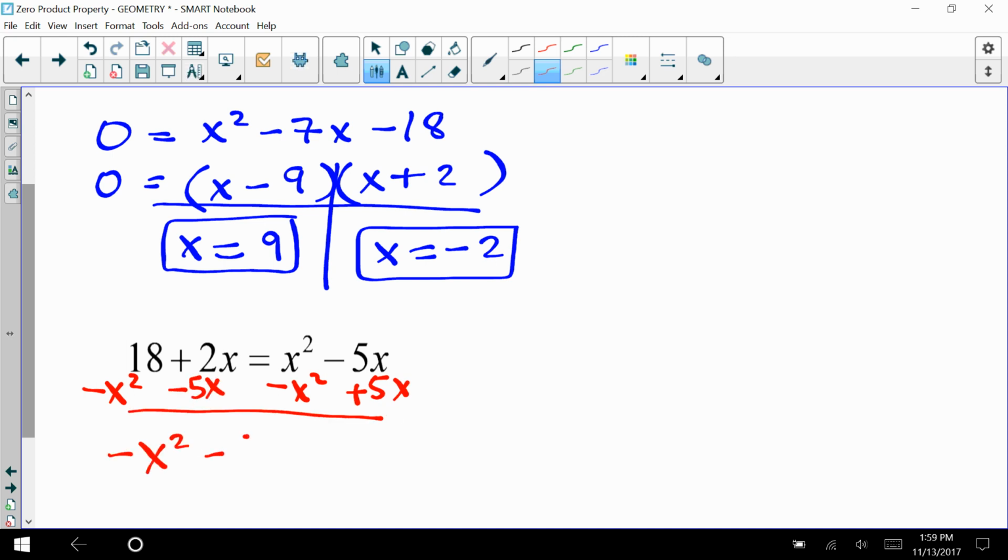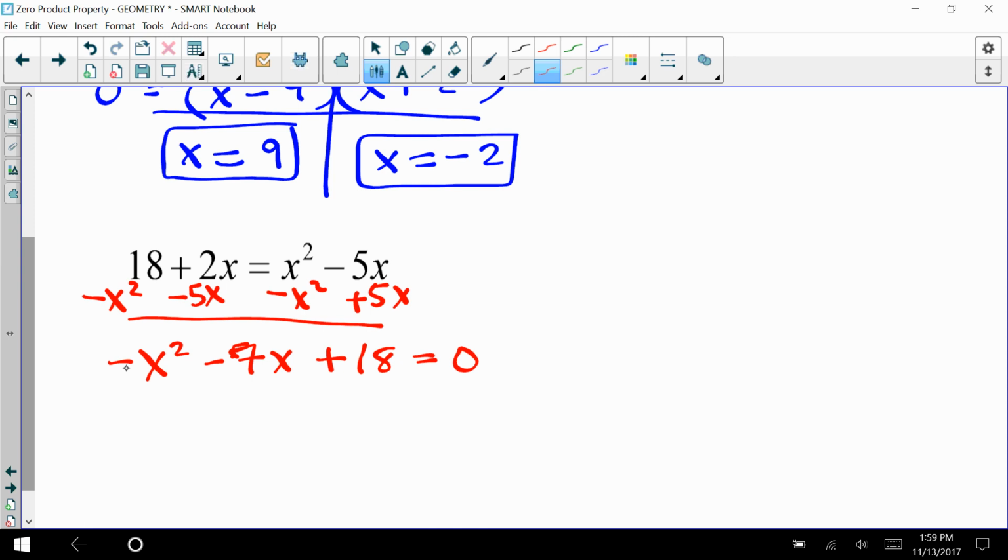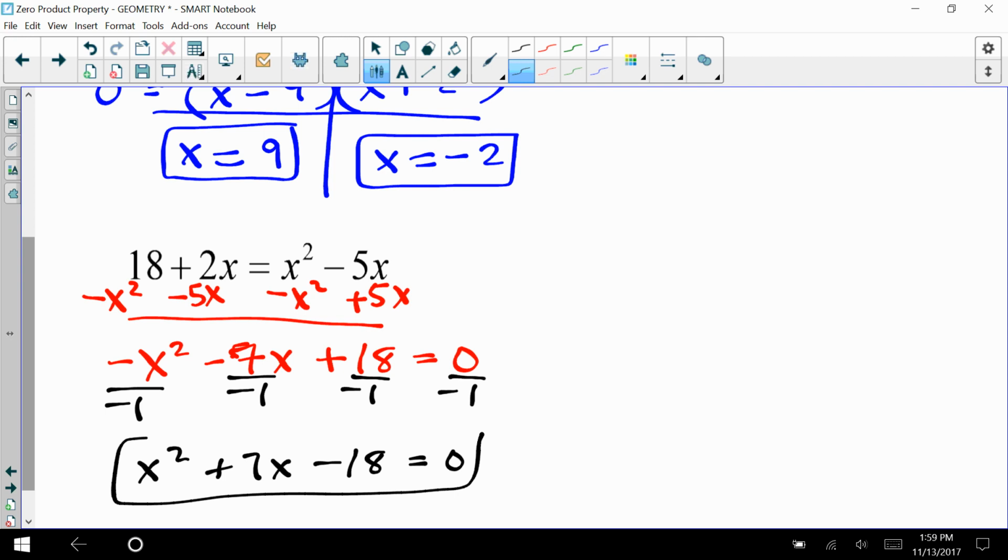Negative x squared minus 7x plus 18 equals 0. But now we have this negative 1 out front. So remember, whatever you do to one side, you can do to the other. So we could always divide by negative 1 on both sides. So if we did that, we can get x squared plus 7x minus 18 equals 0. And then solve like we did above. So up to you, but make sure that this leading term is positive always before you start factoring. Otherwise, it'll get a little tricky.